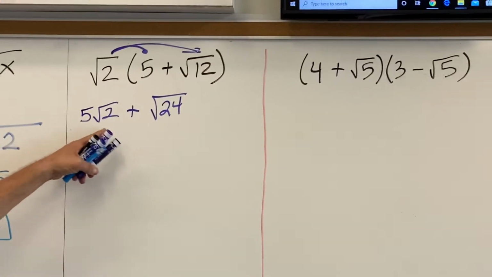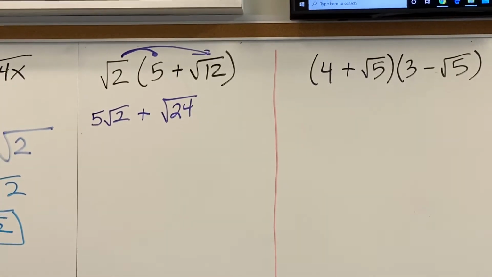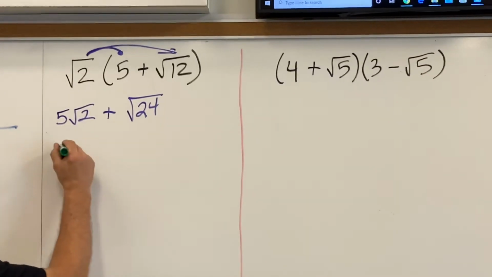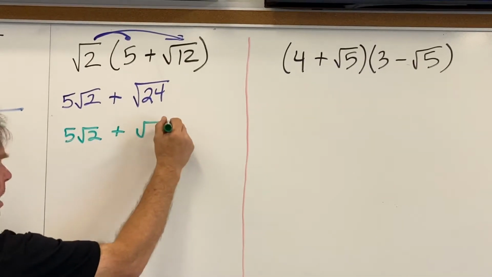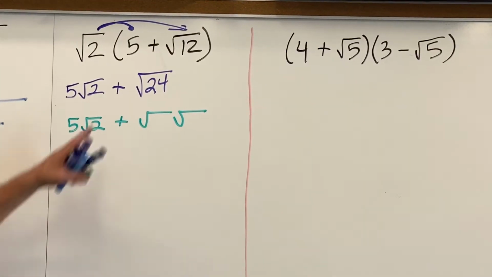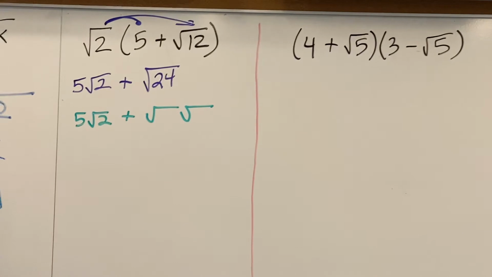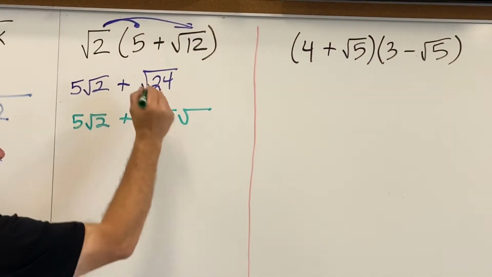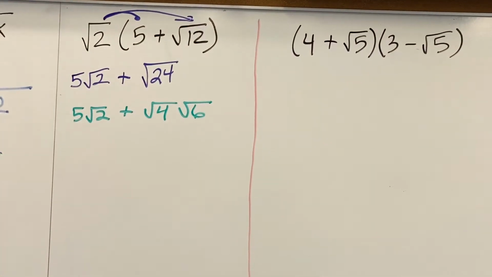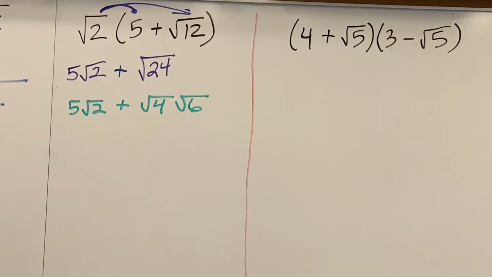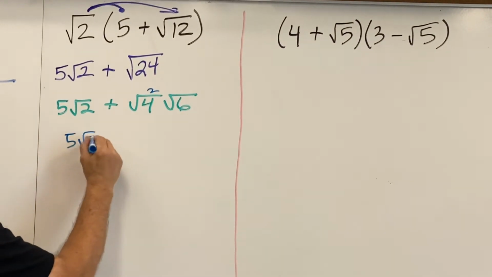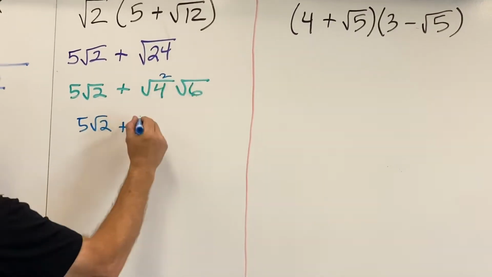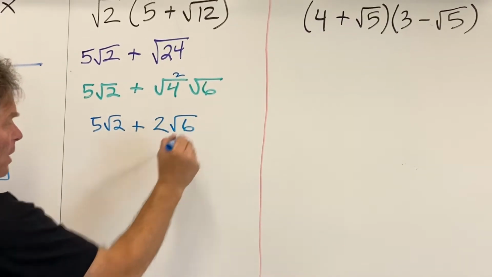5 root 2 doesn't simplify because root 2 doesn't have anything pretty in it. So it just stays 5 root 2 plus root pretty, root ugly. What's pretty about 24? How about 4? What's ugly? 6. And remember, root 4 is 2. So it's going to be 5 root 2 plus 2 root 6.